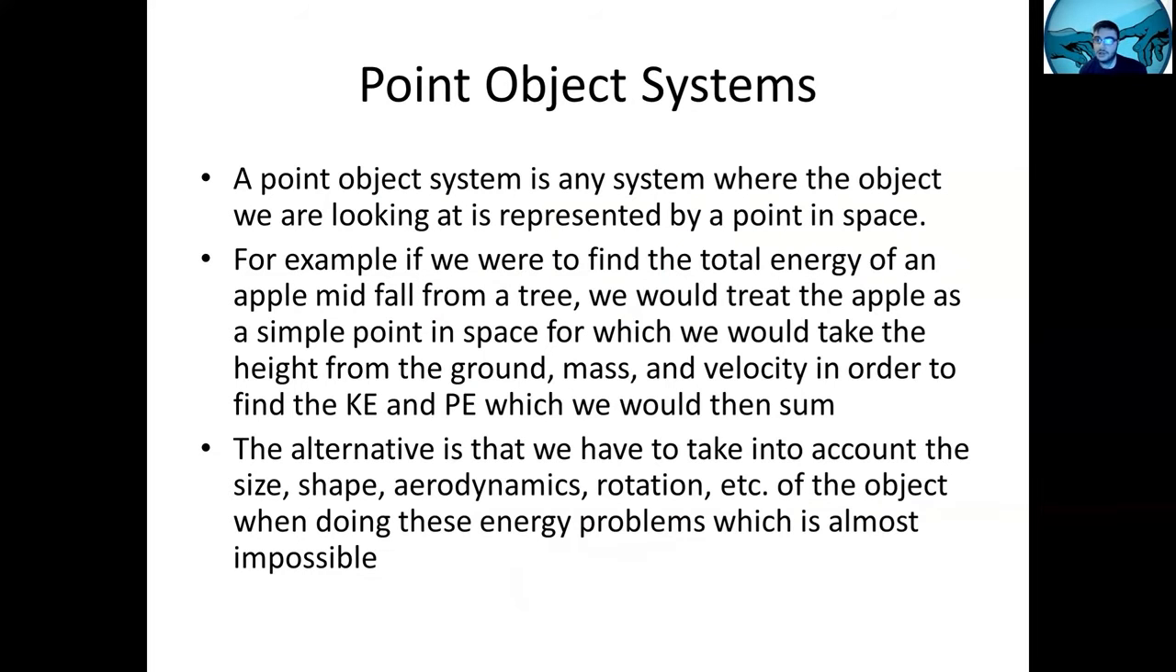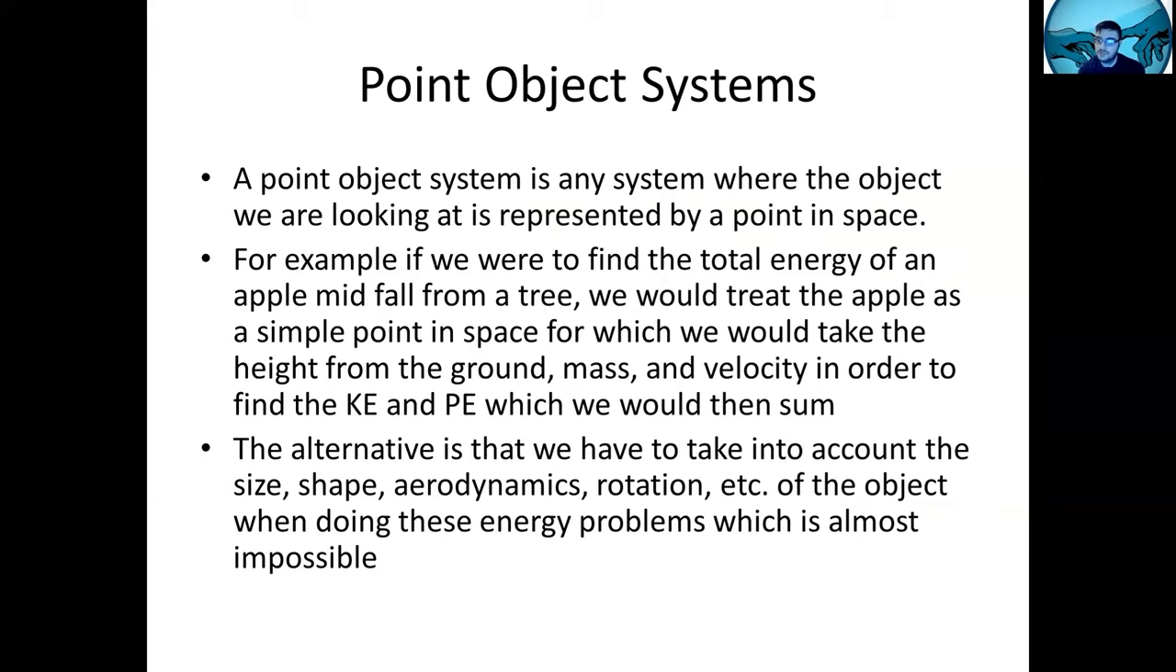Next, we want to talk about point-object systems. A point-object system is any system where the object we are looking at is represented basically by a point in space. And you've probably been using point-object systems without knowing it in physics your entire college and high school career.